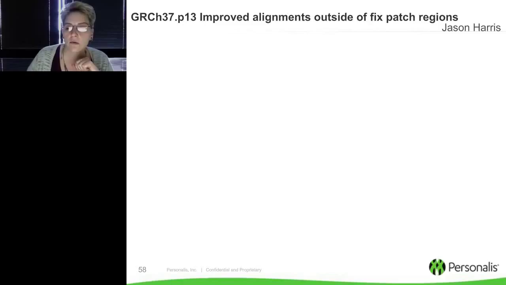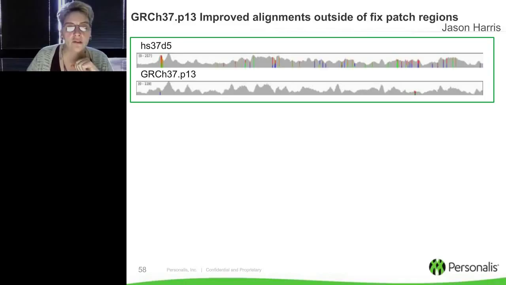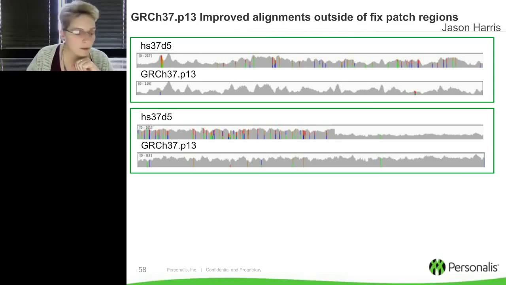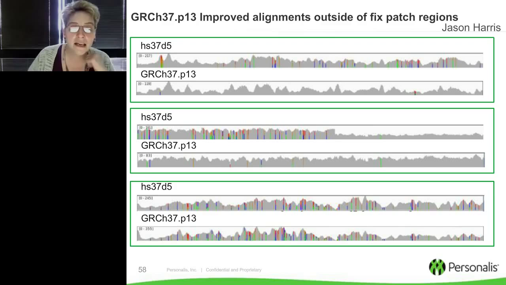Now, this is not just a one-off. We can find other regions where we go from HS37D5, relatively messy looking IGV plots, to relatively clean expected SNP diversity. But it's not all rainbows and sunshine. So we do see regions in this case where we go from a pretty messy region with excessive variation in HS37D5 to a different representation of excessive variation and excessive heterozygous calls in the fixed patch version. So this really goes to show that we have more work to do, but it does underscore the importance that the reference assembly can have in making accurate variant calls.